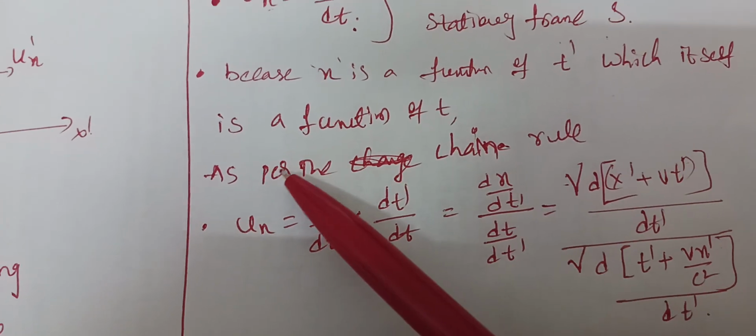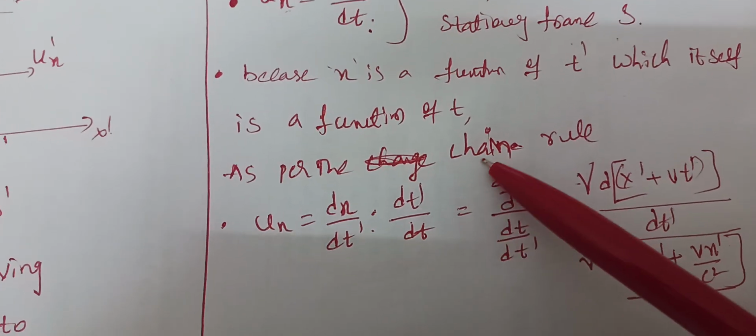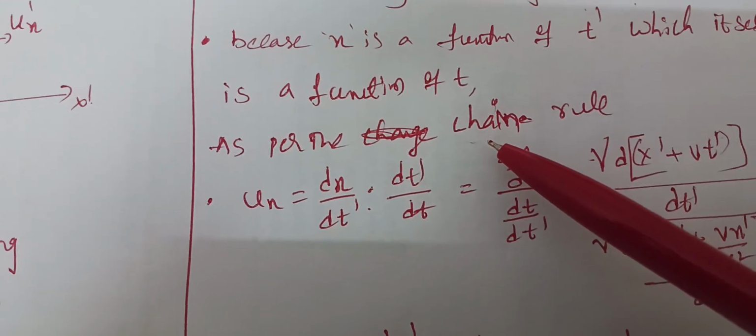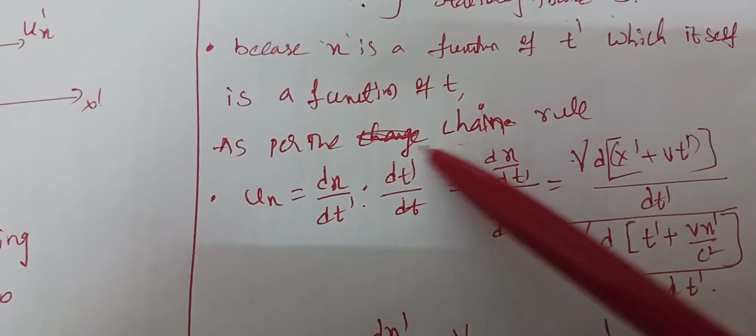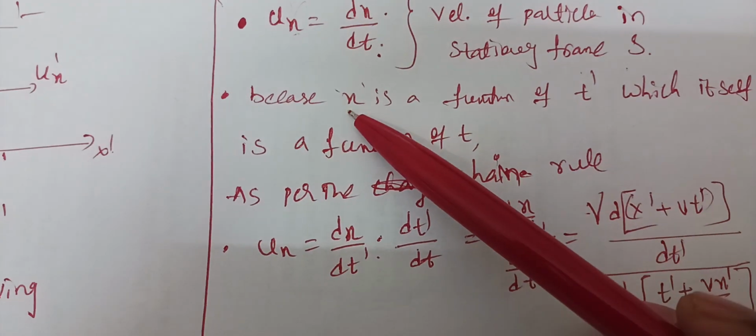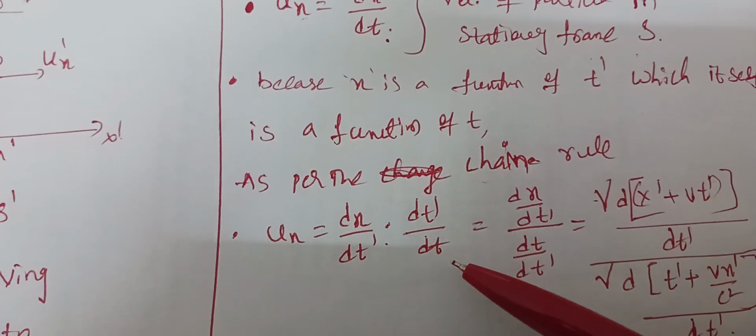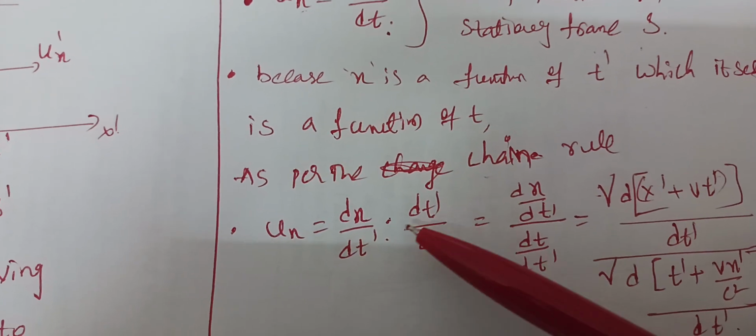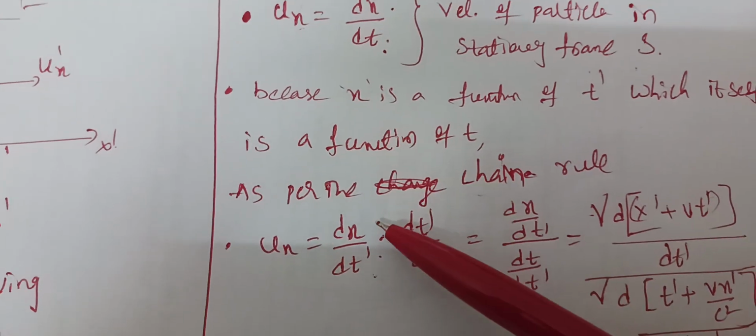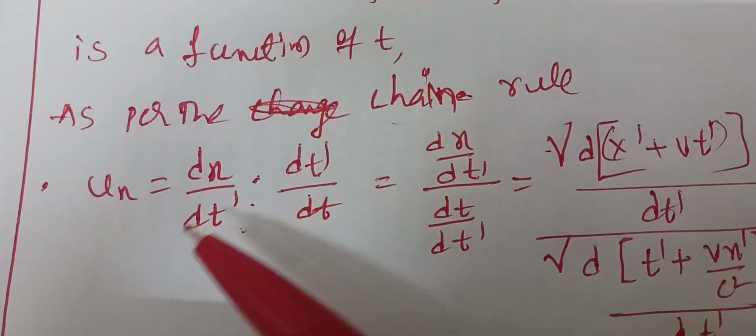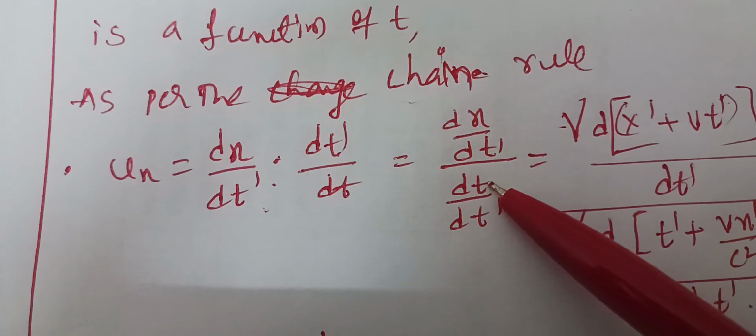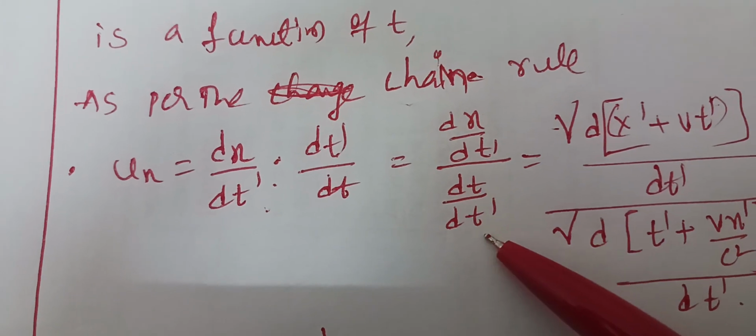Therefore, I can use the chain rule from differentiation. If you go to higher classes, of course in IB we will not need the chain rule, but in higher concepts this chain rule is applicable. Let us say ux equals dx by dt, which I write as dx by dt, multiplied by dt dash and divided by dt dash. If you cancel, you get the same thing as before. You can see this equation I have written: dx by dt dash divided by dt by dt dash.